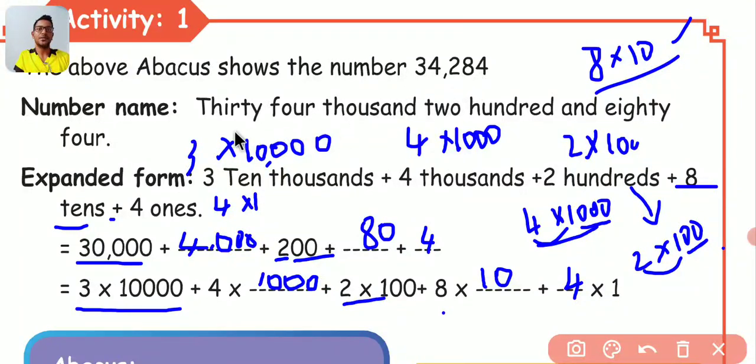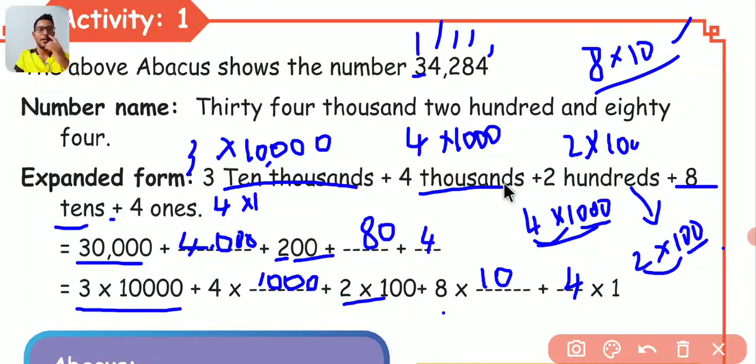34,284. So this is the number name. Then for the expanded form, you have to write the number first. The first number is 3. Then you have to write the place. Which place does 3 lie in? 1s, 10s, 100s, 1,000s, 10,000s. So you write 3 and after that you write the place, 10,000. Then 4 lies in which place? 1,000s place. Then you write the places.